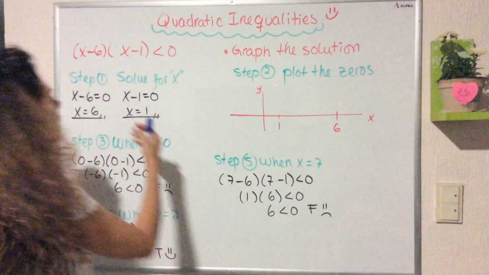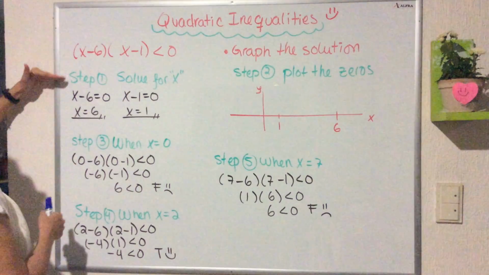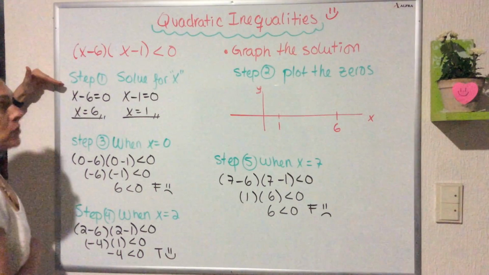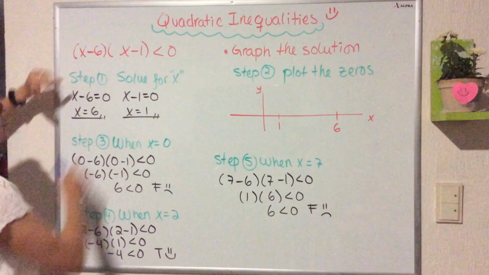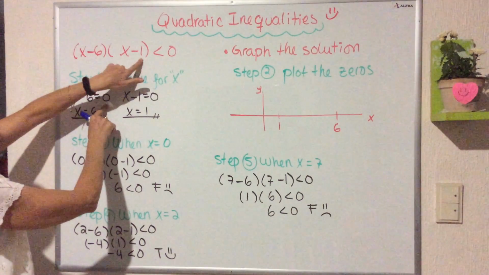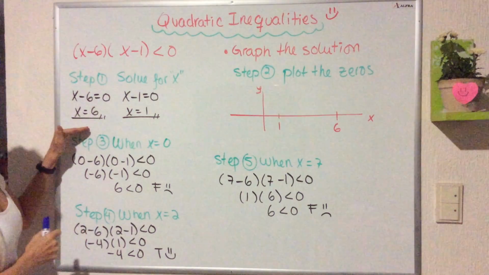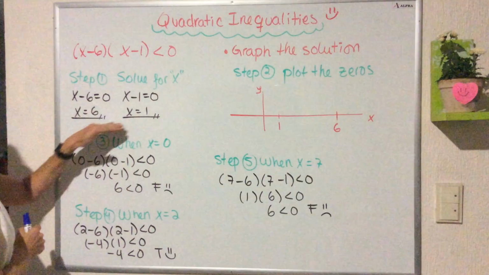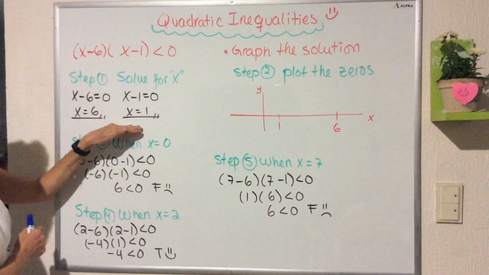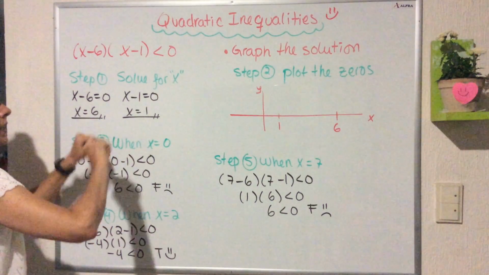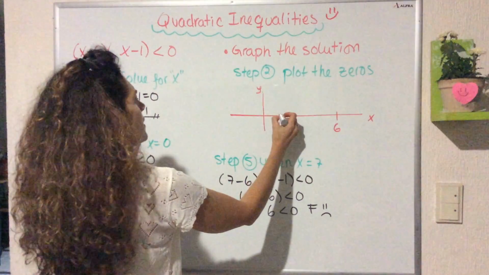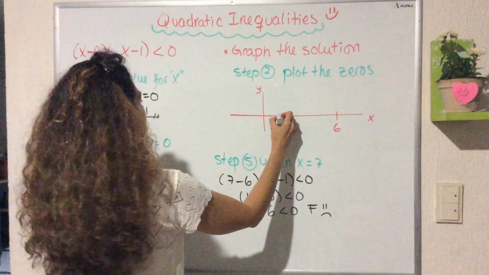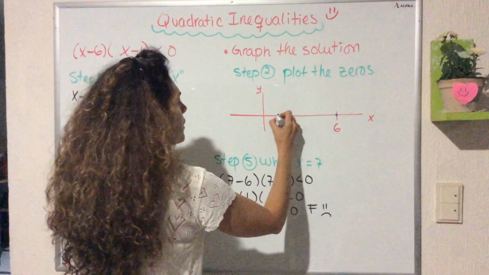Now, again, step number 1, we solve for x in both factors. So we equalize x minus 6 equals 0 and x minus 1 equals 0, and then we solve for x. In the first factor, we get that x equals 6, and in the second one, we get that x equals 1. So then we go to the number line or the coordinate plane here, which is 1 and 6. Here I have the roots.